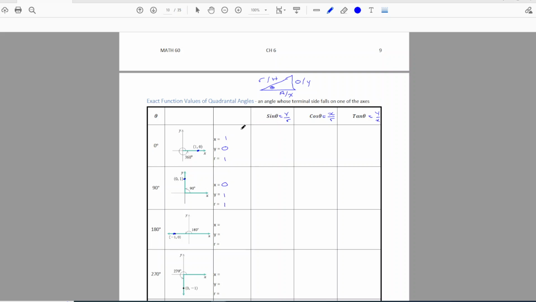So then when you're looking at the sine of 0 degrees, it's y over r, which is 0. For cos, it's x over r, which is 1. For tan of 0, it would be y over x, which is 0. If we're looking at the sine of 90 degrees, it's y over r, so 1 over 1, which is 1. For cos of 90, it would be x over r, which would be 0. And then for tan, it would be y over x, which would be undefined, which means does not exist.